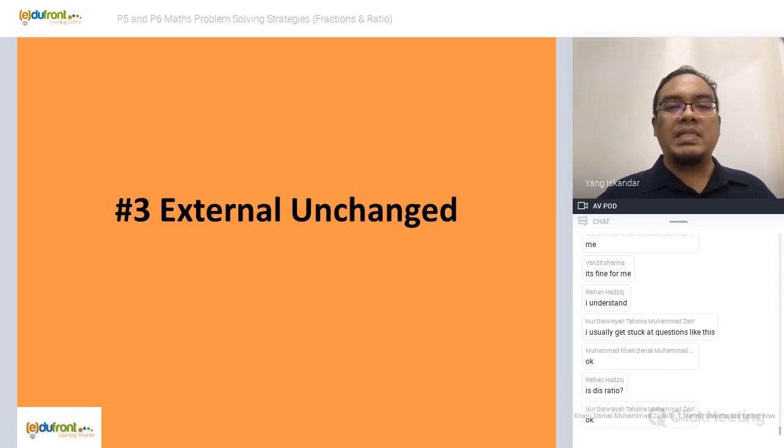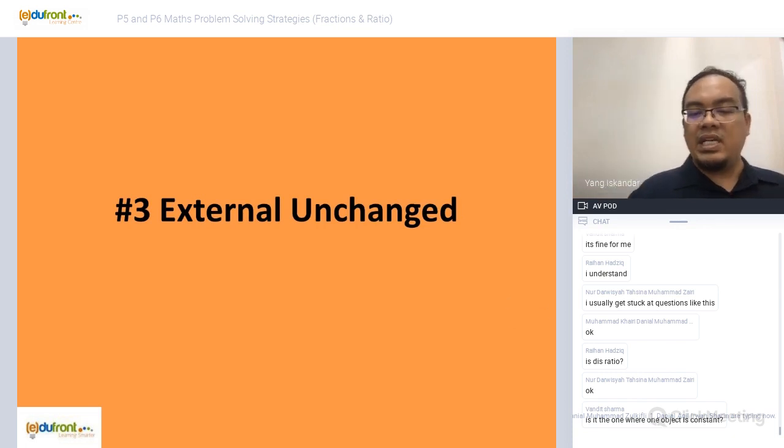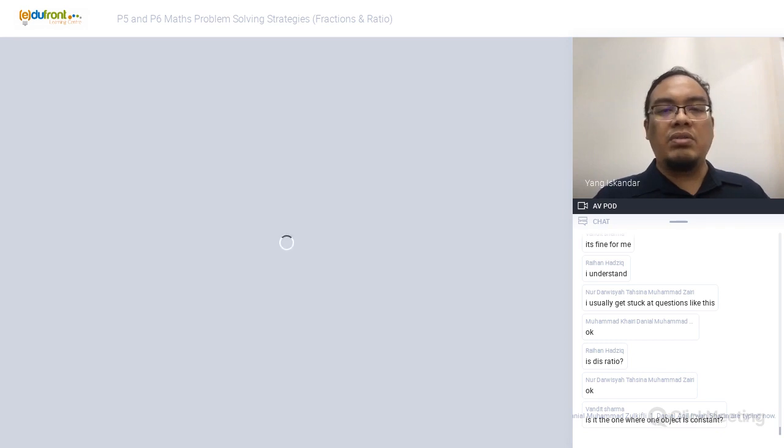When they give you percentage, you can convert to ratio. When they give you ratio, you can convert to percentage. Likewise, for decimals, you can convert to ratio, percentage, as well as fractions. Right? They are like brothers and sisters. Okay, so these strategies can be applied to the topic of fractions, ratio, percentage, as well as decimals. Now external unchanged, this is not the one which is constant. Okay, I'm going to show you how to use this strategy.